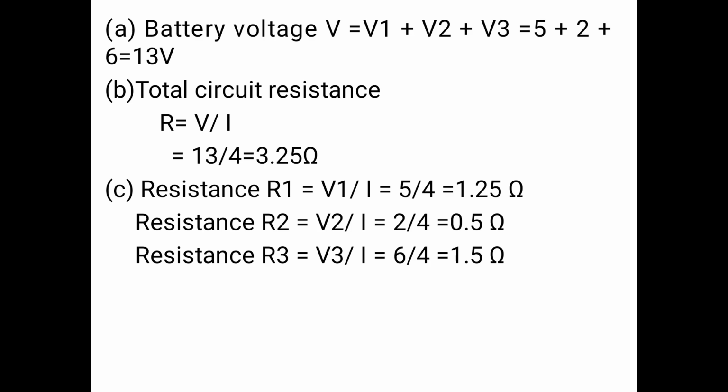Resistance R1 is equal to V1 by I, R2 is equal to V2 by I and R3 is equal to V3 by I. That is, R1 is equal to 5 by 4, which is 1.25 ohms. R2 is equal to 2 by 4, which is 0.5 ohms, and R3 is equal to 6 by 4, which is equal to 1.5 ohms.